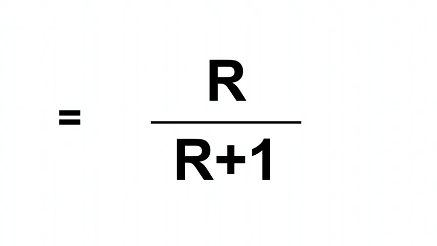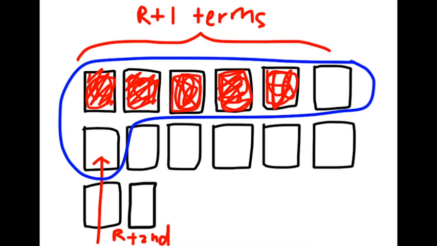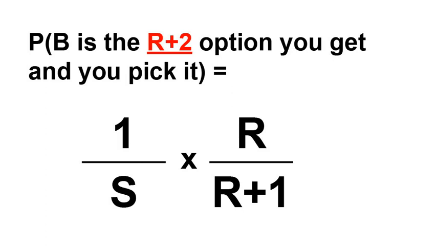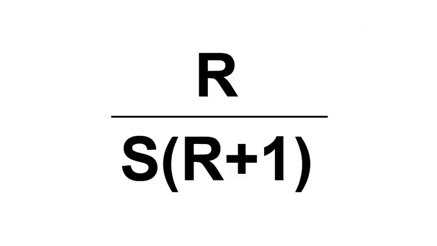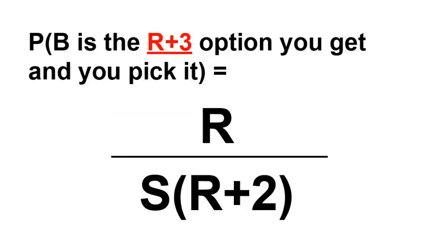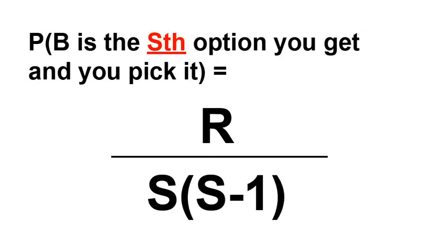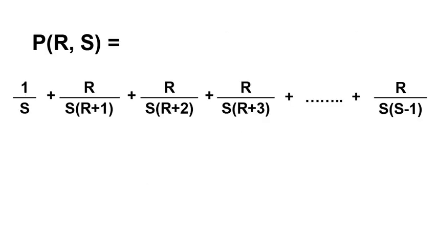The probability of B being the R plus 2nd option is 1/S. So the probability that B is the R plus 2nd option and you pick it is R/(R+1) times 1/S, which is R/(S(R+1)). Continuing this logic, we can find that the probability that B is the R plus 3rd option and you pick it equals R/(S(R+2)). And that B is the Sth option and you pick it equals 1/S times R/(S-1), which equals R/(S(S-1)). Adding up all of these individual parts, we can get a sum like this.